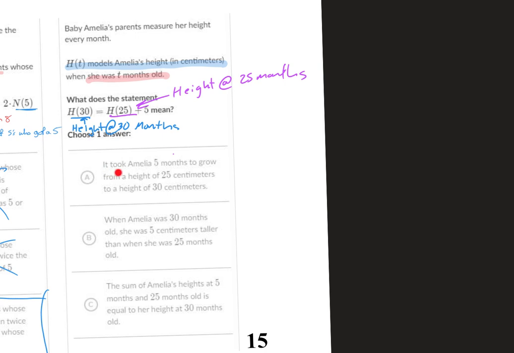So let's see, it took Amelia 5 months to grow from a height of 25 to a height of 30. No. Remember, these 30 and 25, these are the T, these are the months. So that cannot be it. When Amelia was 30 months old, she was 5 centimeters taller than she was at 25 months old. That sounds exactly right because we said height at 25 plus 5 equals her height at 30 months. So that seems right.